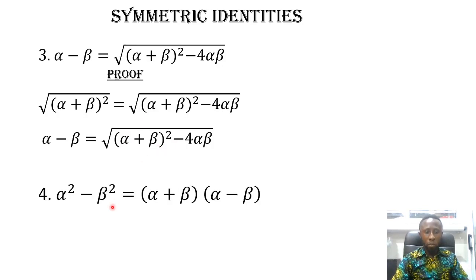So this is our fourth proof, right? Alpha square minus beta square. And how do you call this? Yes, perfect square, right? So it's alpha plus beta times alpha minus beta.